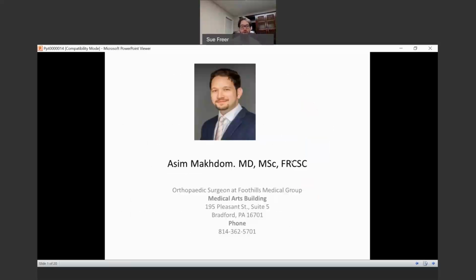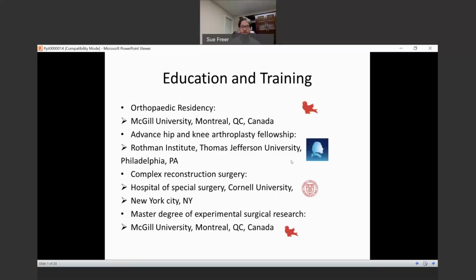So today we'll be talking about an interesting topic, which is hip and knee osteoarthritis, and what is the treatment ladder for both of these. The first slide here is my education and training. I did my residency at McGill, and I'm a fellowship-trained surgeon for joint replacement from Cornell and Thomas Jefferson University.